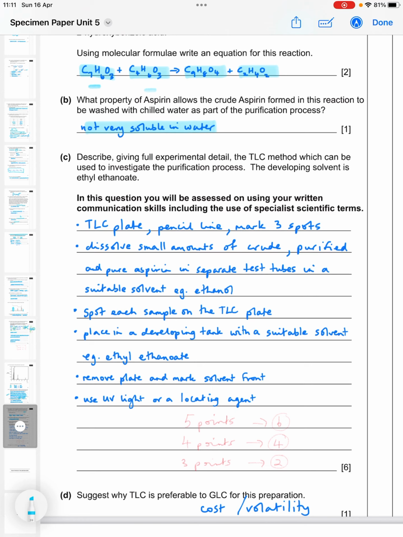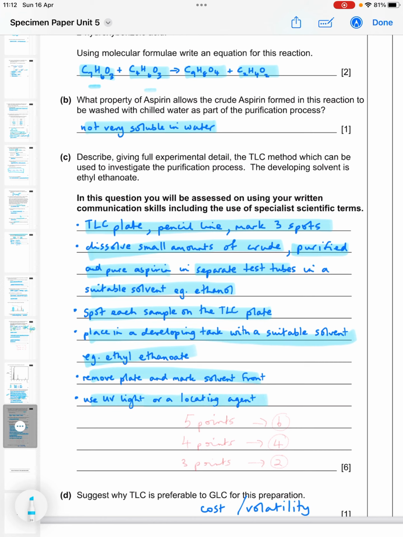So, points on the mark scheme: have a TLC plate with a pencil line and mark 3 spots on it where you're going to put your dots. Then dissolve small amounts of the crude, purified and the pure aspirin in separate test tubes in a suitable solvent like ethanol. Spot each sample onto the TLC plate, then place in a developing tank with a suitable solvent like ethyl ethanoate. Then remove the plate and mark the solvent front, and then use UV light or a locating agent to find the spots.